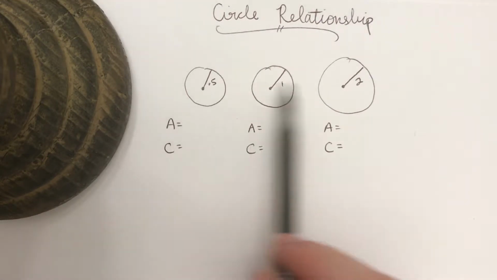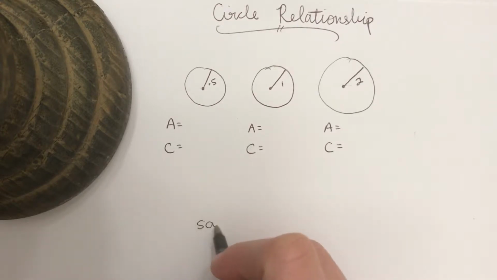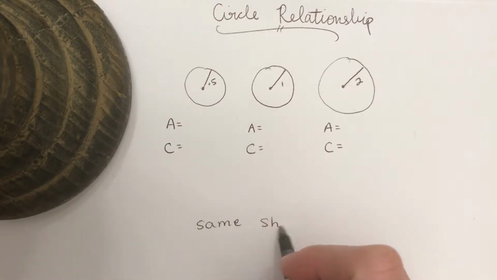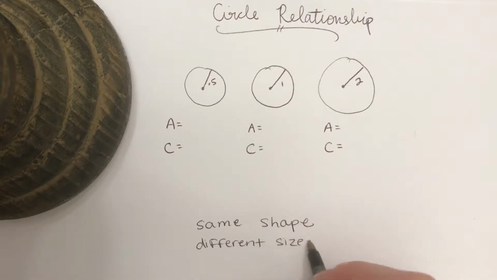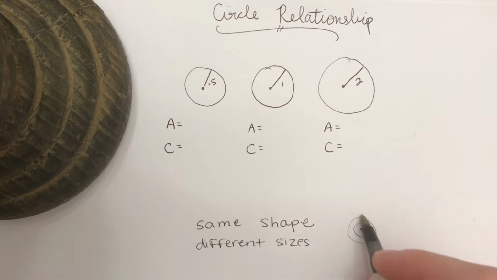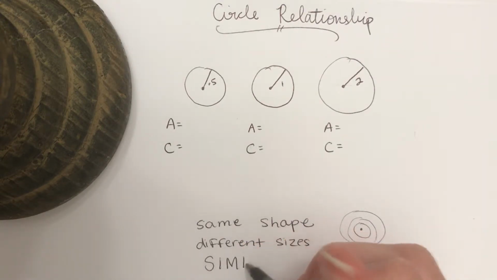Because a circle is always a circle, all circles have the exact same shape. The only thing that's going to be different about them is that they will be different sizes. So you might have a larger circle or a smaller circle. But again, if you think about a target, each of those circles is still a circle, but they're getting larger and larger. It's kind of like a dilation. And so we call that similar. So all circles are similar to each other.